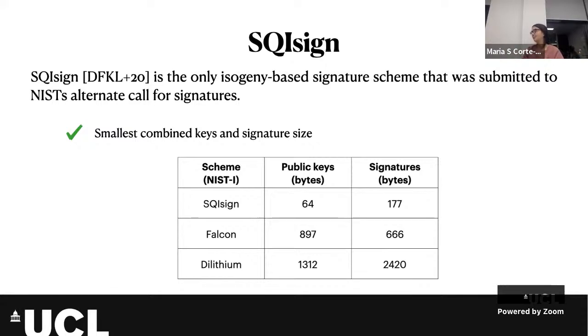And so for applications where you have memory constrained devices, this is a very important feature. For example, IoT technologies could benefit from signature schemes that have more compact keys and signatures.